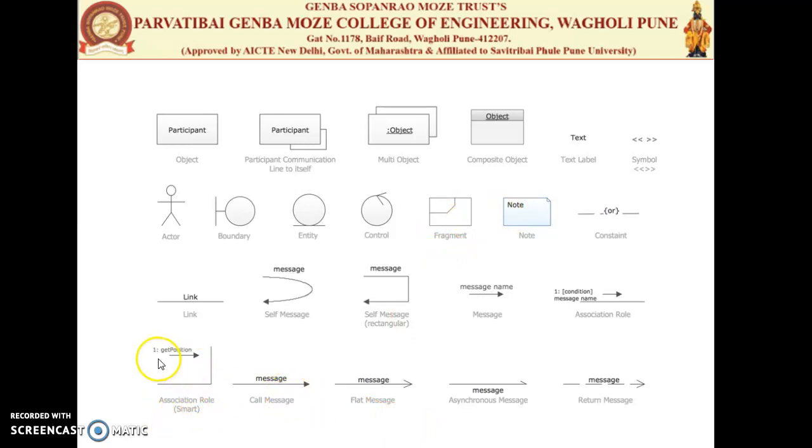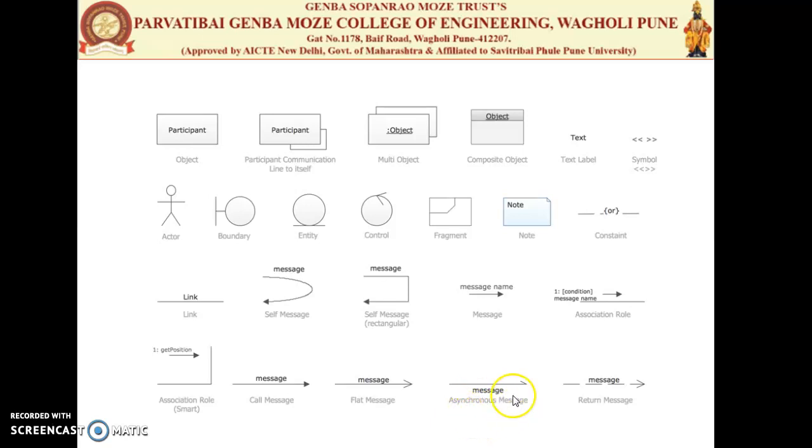That is nothing but you can associate a role for the particular object. Then message call, it is given by the solid arrow with solid tip. Then flat message, there is a single line with just an arrow pointed. Then asynchronous message, with just one side arrow to the solid line. It is nothing but the object will not wait for the reply from the receiver.